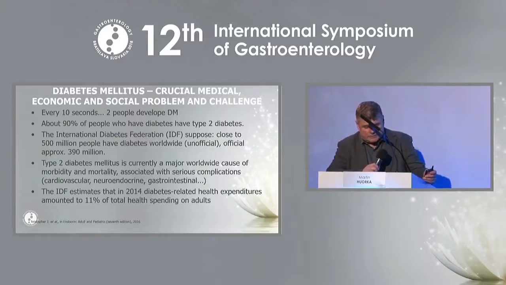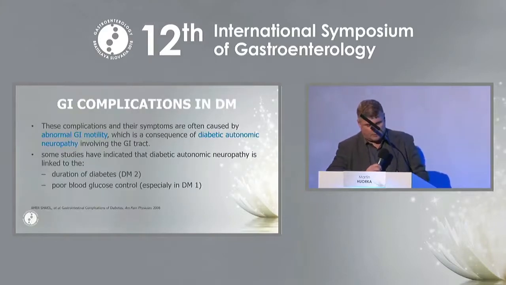The International Diabetes Federation supposes close to 500 million people have diabetes worldwide. It's unofficial, but officially approximately 390 million. It's also a worldwide cause of morbidity and mortality, and is associated with many serious complications. The most important are cardiovascular, then neuroendocrine, and gastrointestinal. The IDF, the International Diabetes Federation, estimates that in 2014, diabetes-related health expenditures amounted to 11% of total health spending on adults, and as we see, it's also a great economic problem.